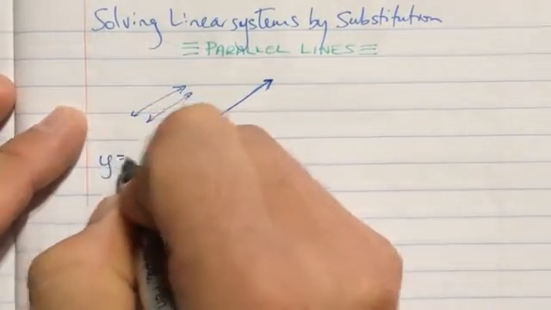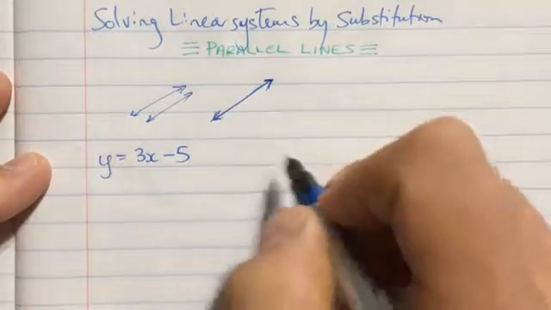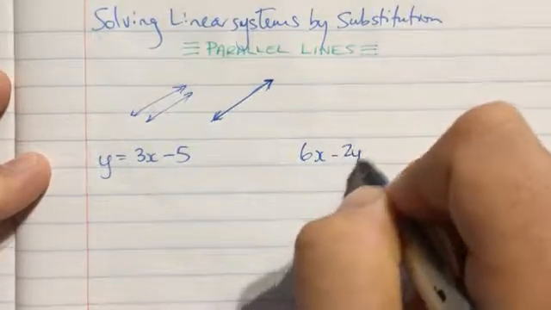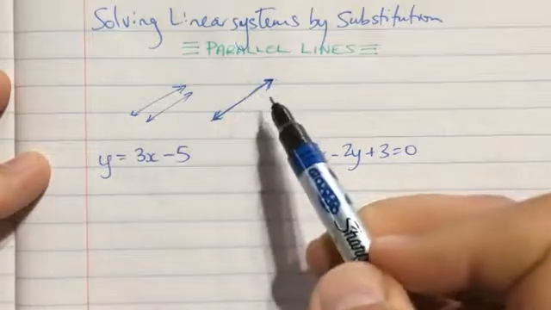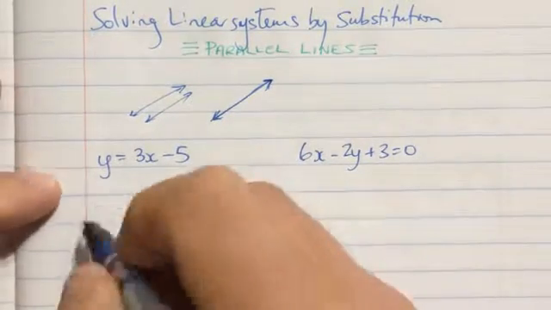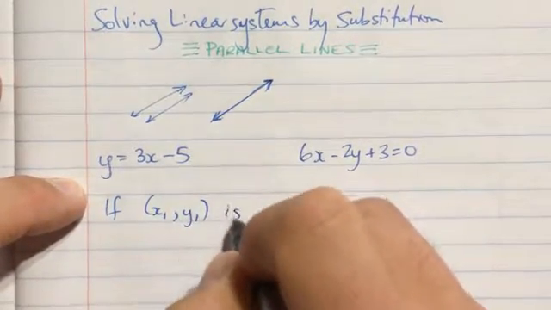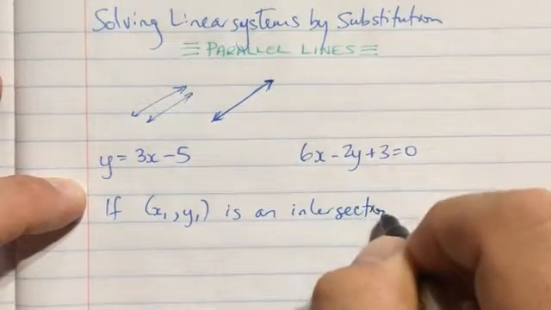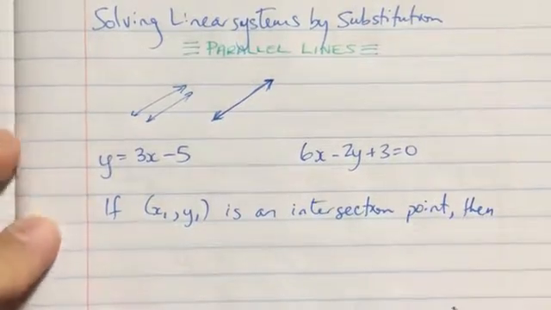The one I want to start with is this. There's a line, and here's another line. It's certainly going to be parallel, and we'll figure out whether there are two parallel and distinct lines, or if they are actually equivalent lines. So once again, if (x1, y1) is an intersection point, then what must be true?